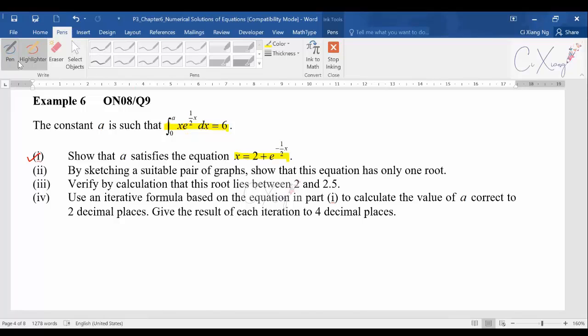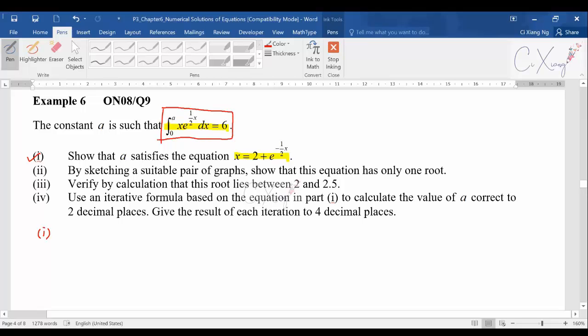I will discuss this question with you here, but of course, for the details you still need to refer back to the integration chapter. Now I want to prove that A satisfies this equation. To get the A, what I need to do is integrate this and let it equal 6. Then from here, I try to get the equation for A. So I will start now.